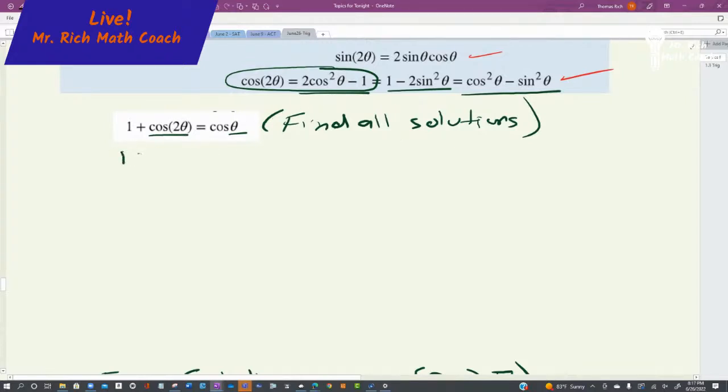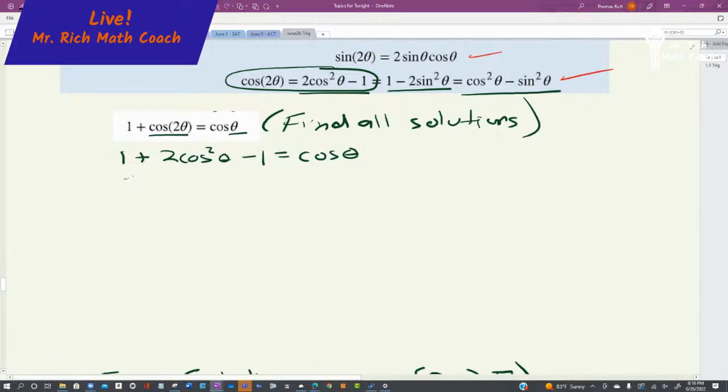So my equation would become 1 plus 2 cosine squared theta minus 1 is equal to cosine theta. Now, that makes it really a quadratic type function, because I've got cosine theta and I've got cosine squared theta. So I'm going to treat this as though it was a quadratic equation, and I'm going to get all my terms on one side.